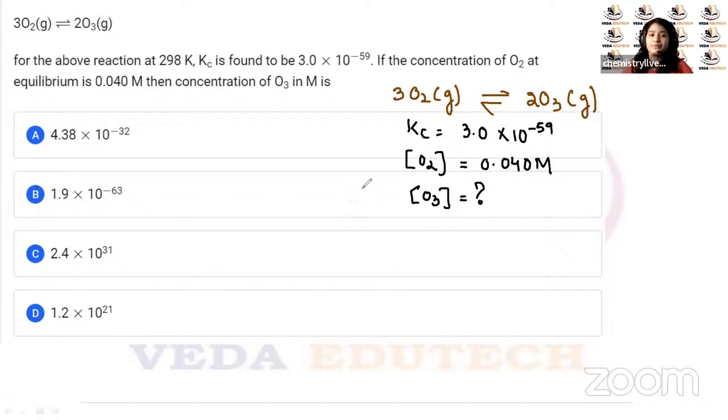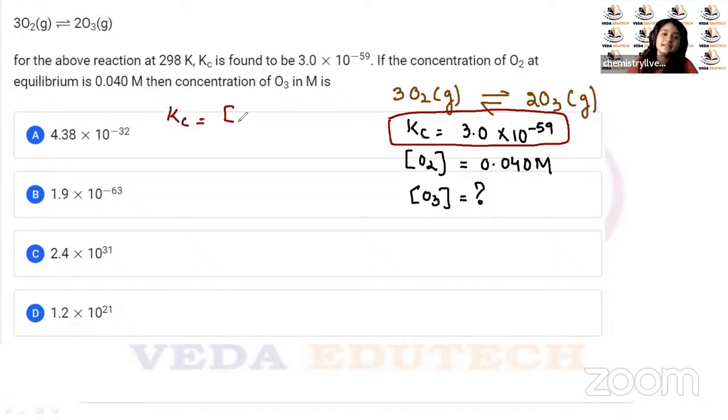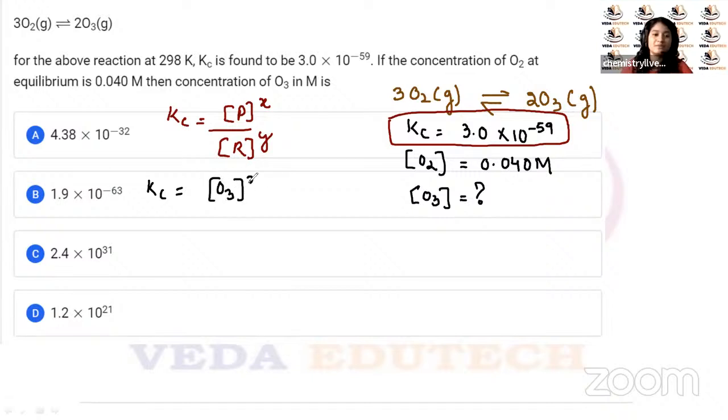So now, which formula are we going to apply here? We have been given Kc, and we know the formula of Kc. Kc is the concentration of product raised to some power divided by the concentration of reactant raised to some power, which are nothing but their stoichiometric coefficients, right? So if we write it down here, Kc will be equal to the concentration of O3 raised to the power 2, divided by O2 raised to the power 3.